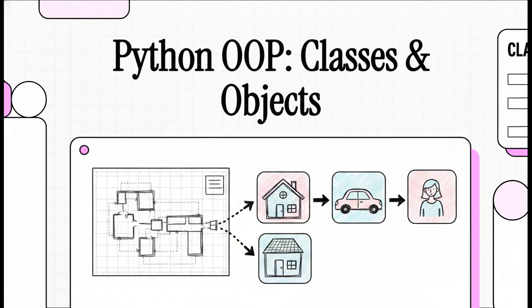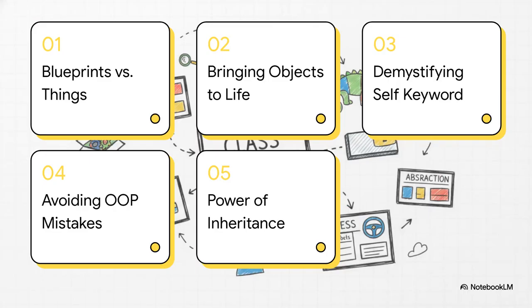So today, we are taking the seemingly abstract world of object-oriented programming, or OOP, and breaking it down into super simple, everyday analogies for beginners. By the end of this, you're going to see how structuring your code around real-world entities makes programming not just incredibly efficient, but actually really intuitive. Okay, let's dive into this.